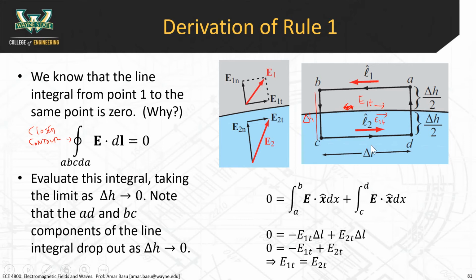Our dl in this case, we are moving from A to B. Imagine this is the x-axis and this is the y-axis. Then dl is going to be x hat dx, and our electric field is going to be equal to negative E1t. You take the dot product of these two. The tangential component of the electric field is pointing in the same direction; dot that with dl, you get E1t times... here, let me do this.